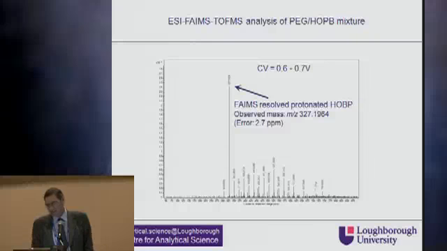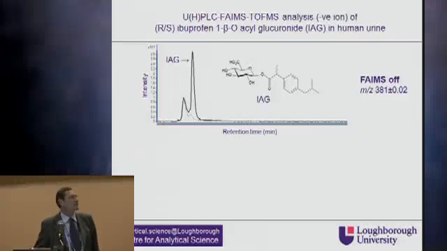Now, I guess you may be saying, okay, that's fine. It's not really a terribly complicated mixture, and that's certainly true. So we've pushed this a little bit further, trying to move to more complicated matrices and the presence of analytes at very low concentrations in those matrices. The example I want to show on that is the UHPLC FAIMS-MS analysis in negative ion mode of the ibuprofen-acyl glucuronide metabolite in human urine.